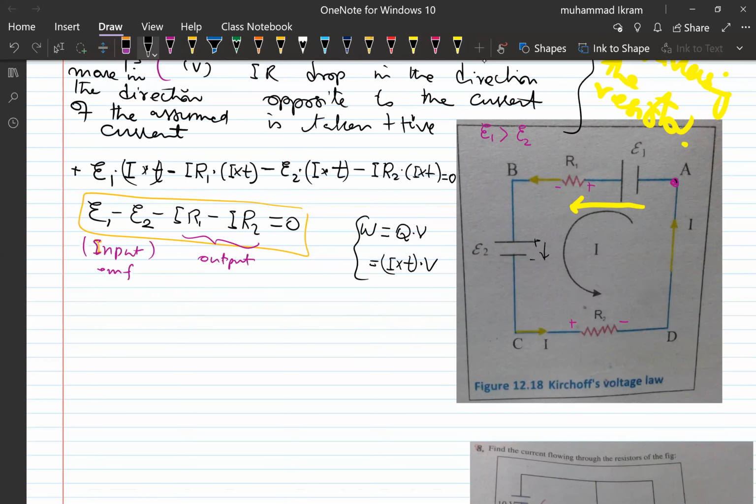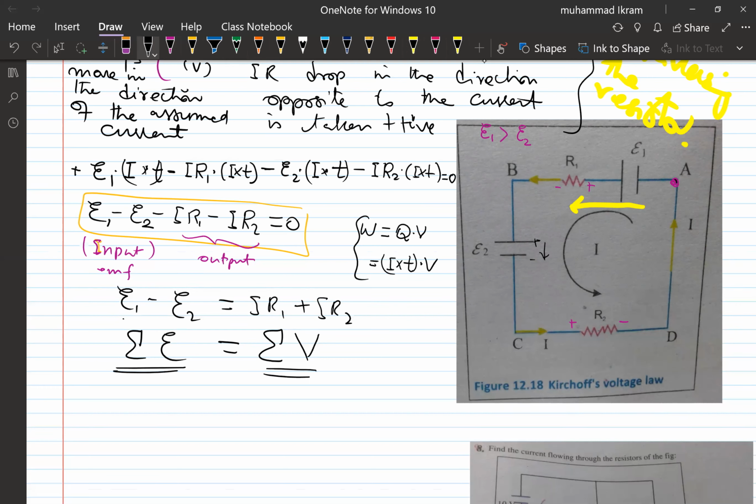So here, these are all the EMF sources, I start from 1 up to N, so that is 2, and then here it is I. Let me do it this way. You see, E1 minus E2 will be equal to IR1 plus IR2. So the net EMF source here is equal to the net potential drop, the net terminal potential difference, right? So what does this equation show? That this is purely based on the law of conservation of energy.